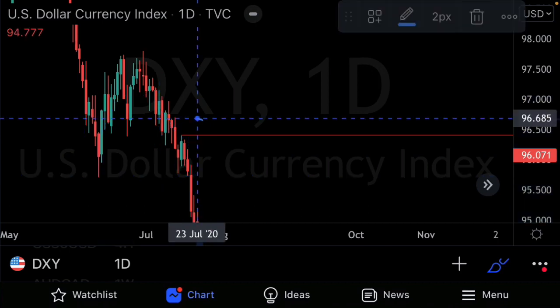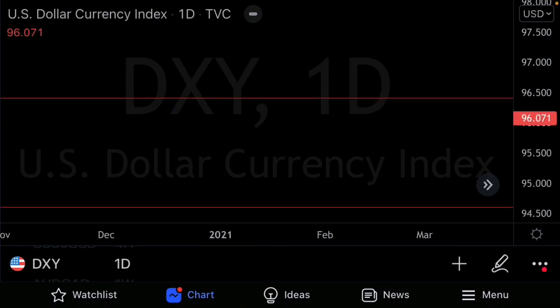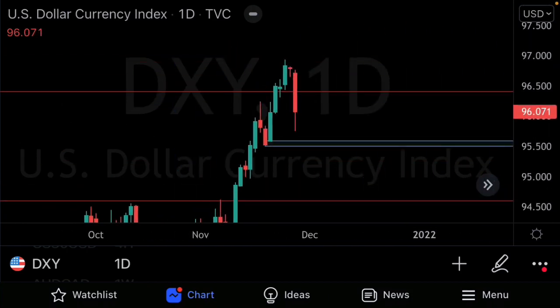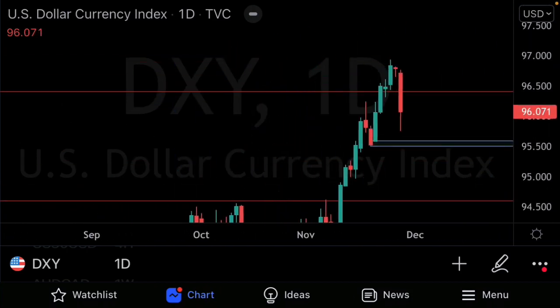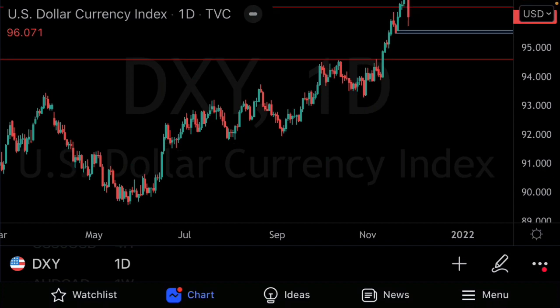Now we've marked out those resistance areas from a daily perspective, and we can see that prices have retested those areas. We've seen a nice big bearish engulfing candlestick, but we still do need to go down onto those smaller time frames to observe the nature of the price action.